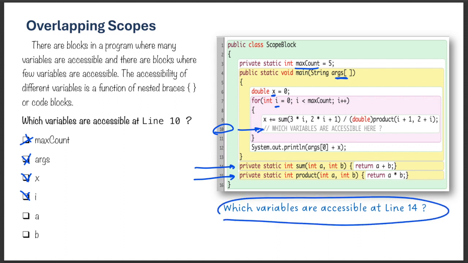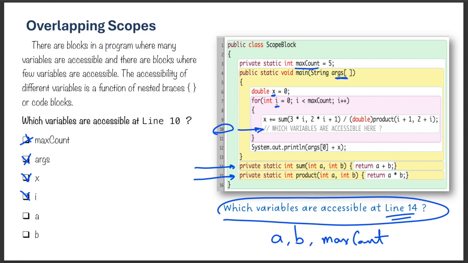I have another question here. It says, which variables are accessible at line 14? So which variables can the static method called sum access? We would say, well, they have access to a and b, but do they have access to any other variables? And you should say maxCount. And those are all of the variables that have access at line 14.